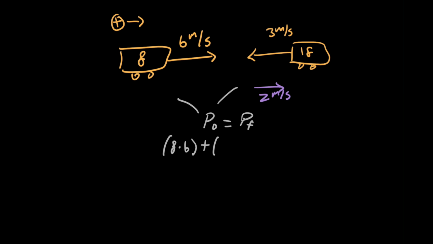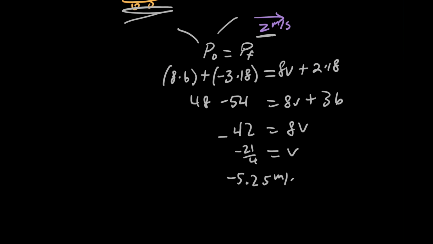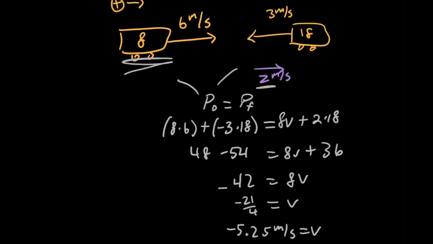So we'll have 8 times 6, plus negative 3 times 18, because we're going in the negative direction with this cart here, is equal to, and we don't know the velocity of the first cart after the collision, so we're just going to call it v times 8, 8v, plus, we know this is going 2 in the other direction, times 18. So we'll get 48 minus 54 is equal to 8v plus 36, meaning that negative 42 is equal to 8v, therefore negative 21 fourths is equal to v, or negative 5.25 meters per second is equal to v. So that means that after this collision, we're going to have 5.25 meters per second going the other direction.